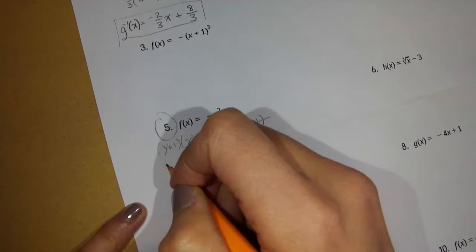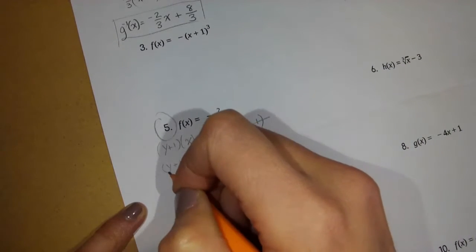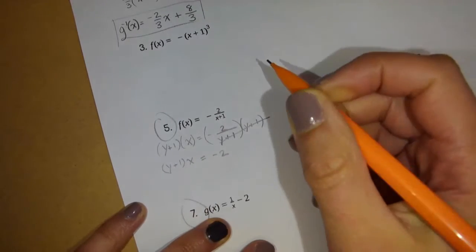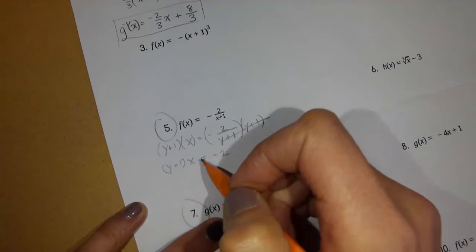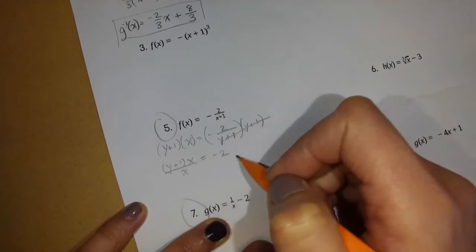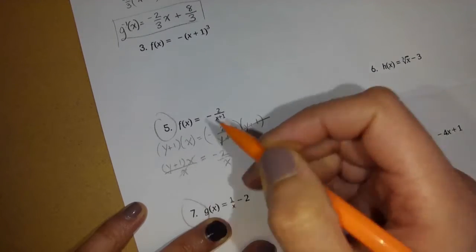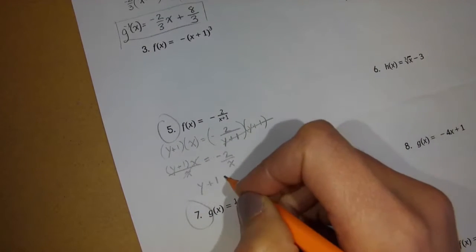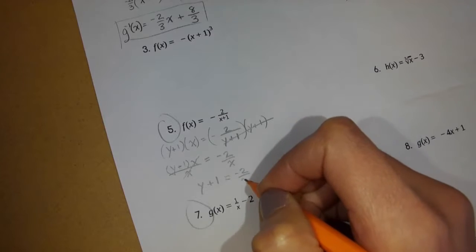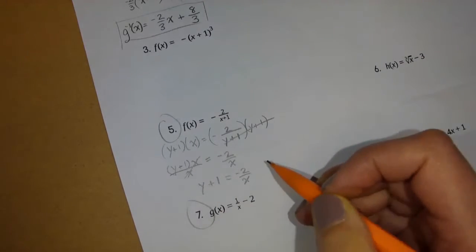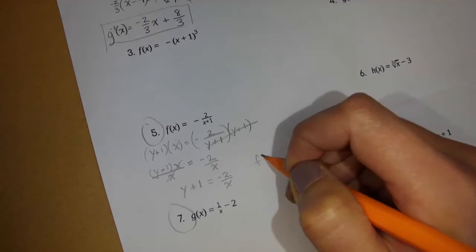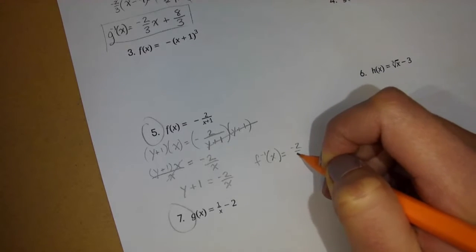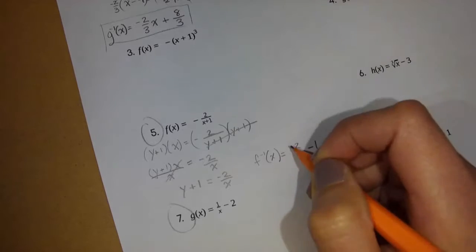And I'm not going to distribute x. I'm going to keep it like this. And now I'm just left with negative 2. So now all I have to do is divide out the x to get it out from that side, just working on both sides here. I have y plus 1 left over here and negative 2 over x here. All I need to do is subtract 1 to solve for y. So my inverse of this function would be negative 2 over x minus 1.